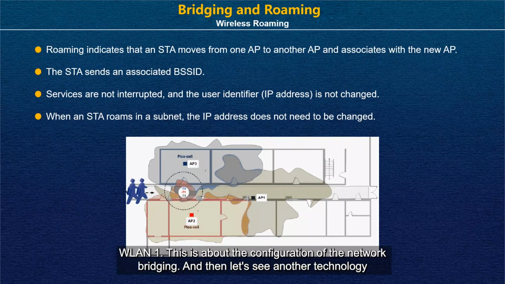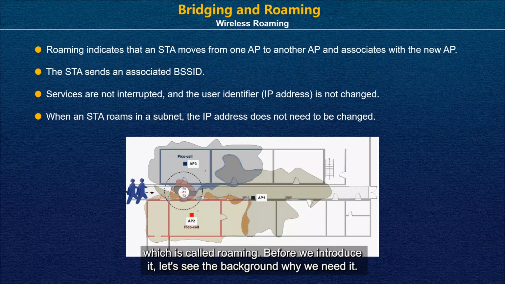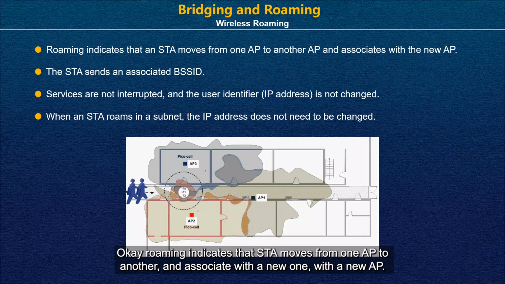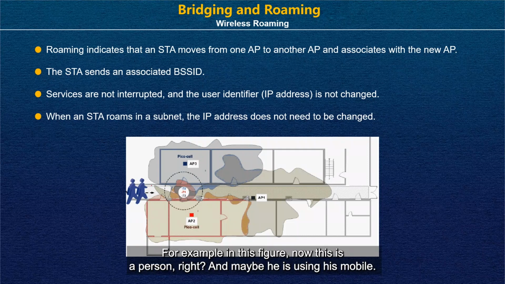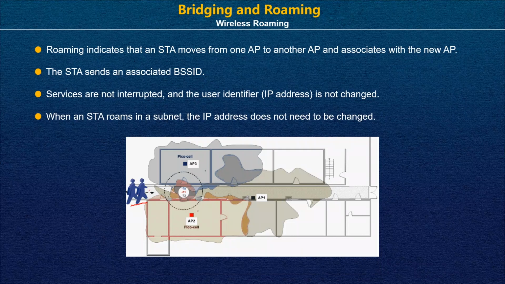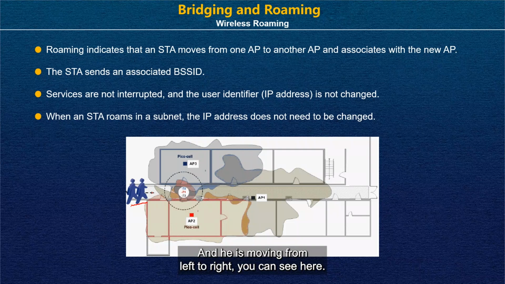And then let's see another technology which is called roaming. Before we introduce it, let's see the background, why we need it. Roaming indicates that an STA moves from one AP to another and associates with a new AP. For example, in this figure, this is a person, right? And maybe he is using his mobile. He's moving from left to right. You can see here.